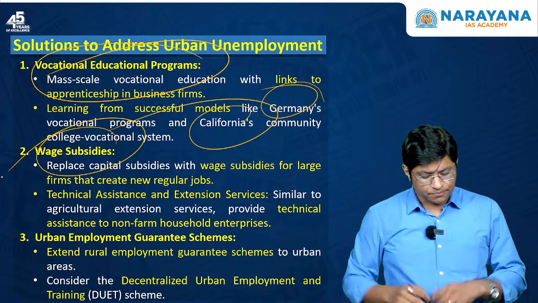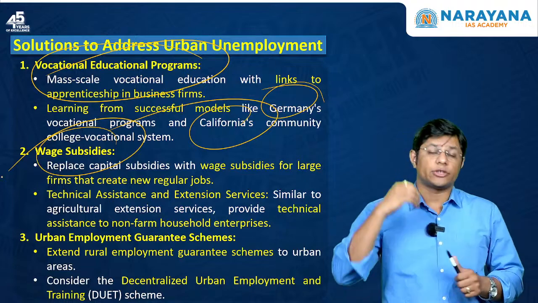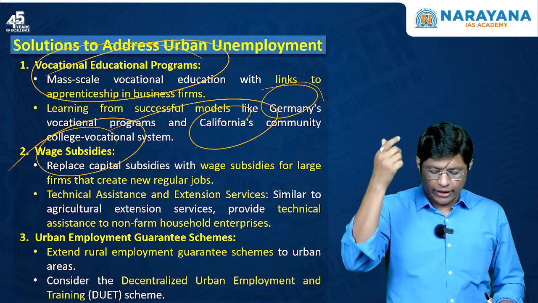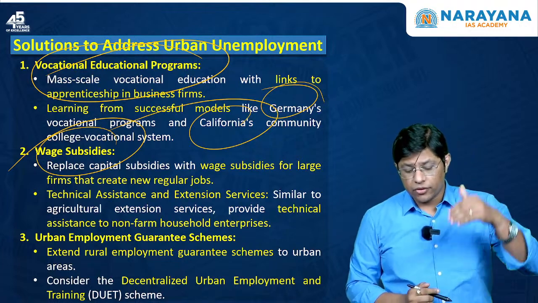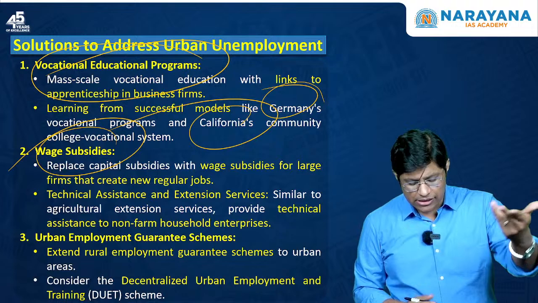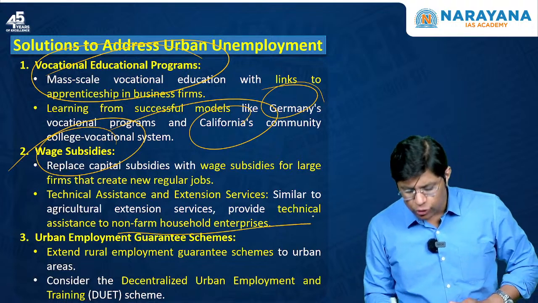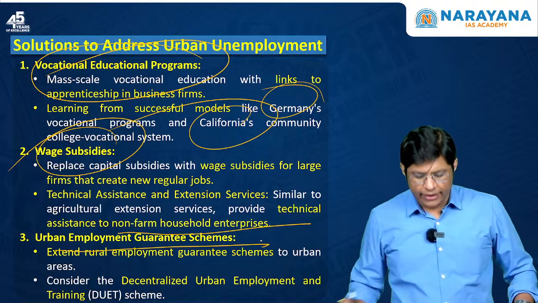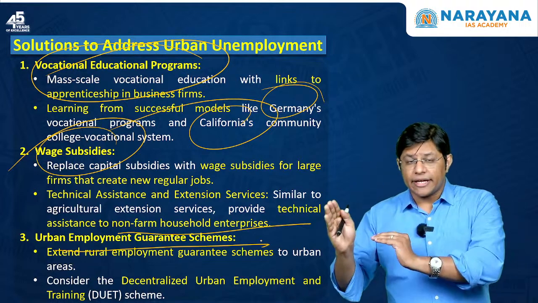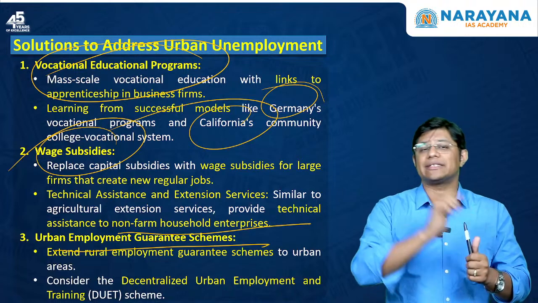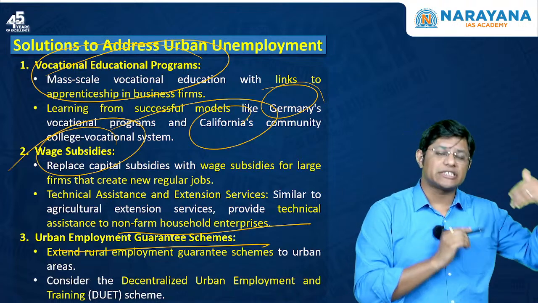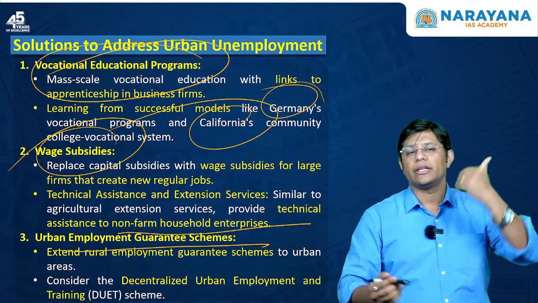Then wage subsidies. As I told you, the government of India should also think of giving subsidies to labor-intensive industries, as well as provide technical skills to non-farm household enterprises. Third is the urban employment guarantee scheme. For the rural areas, we have MGNREGA, which guarantees 100 days of employment in a year. Similar such a scheme, we should extend to the urban areas as well.